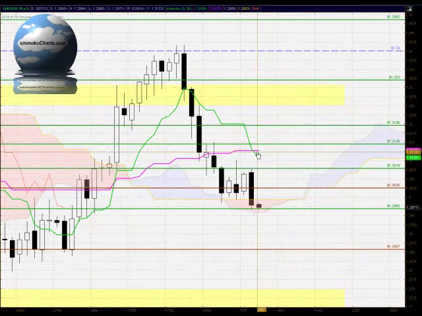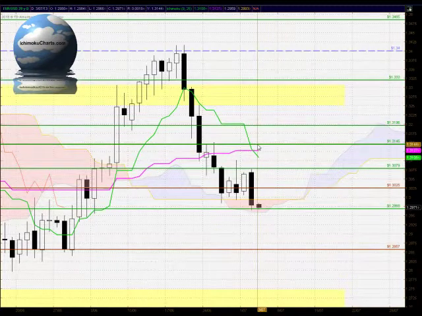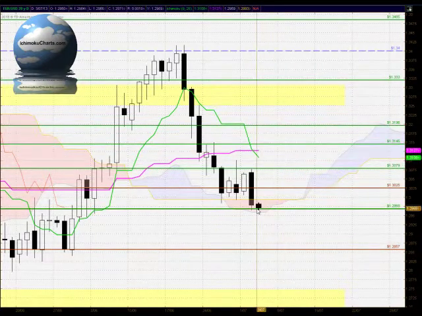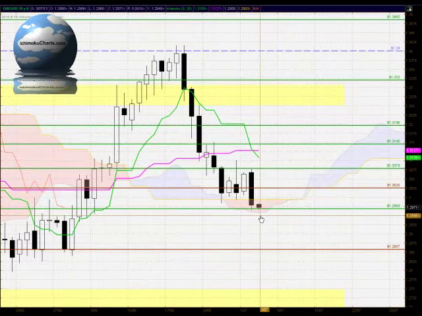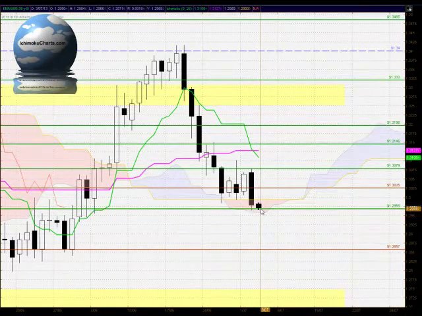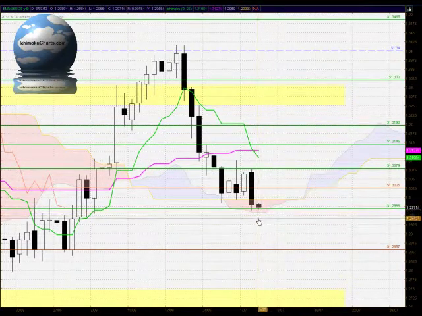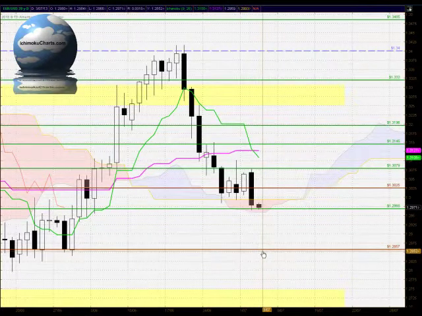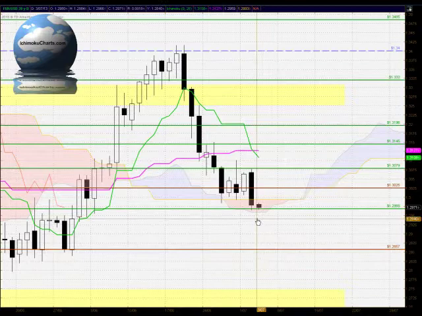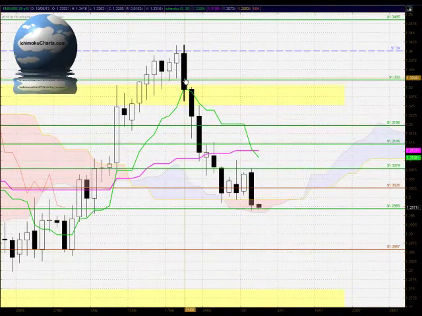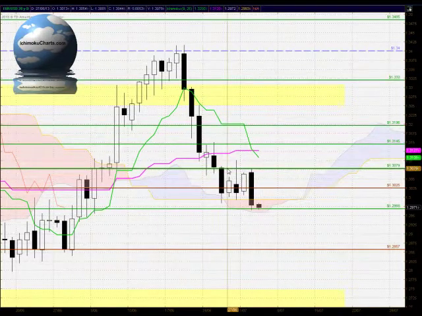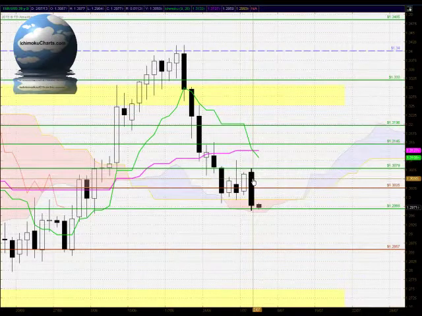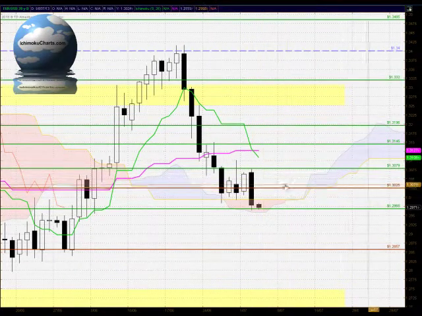We have the Kijun-sen and Tenkan-sen trading above there and the 131.45 level. But a solid bearish close down below the 129.68 level and below the bottom of the cloud could quickly see this market trading down to the 128.57 level, and it could happen quite quickly in line with this previous strong downtrend that we had prior to this volatile congestion that's happening in the market at the moment.